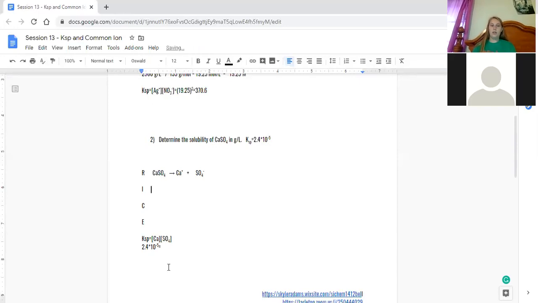And so with KSP, what we need to find is what our x values are. We don't know anything initially. We don't know what that is. All we know is the change here. So we have x there, or I guess it's plus x. It's plus x. So then we're also going to have plus x over here.